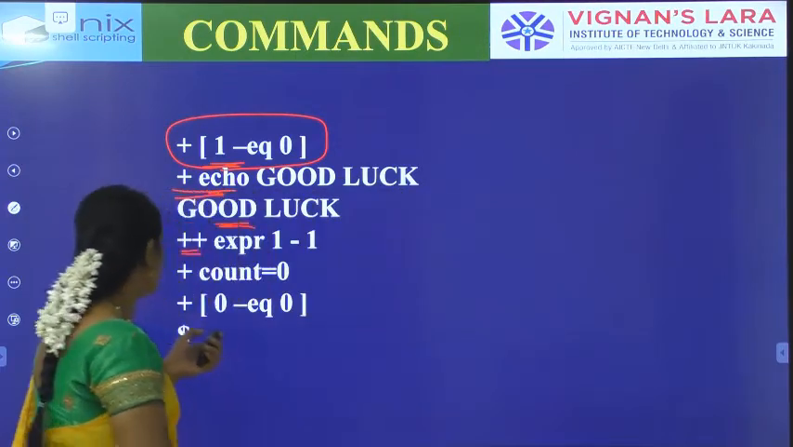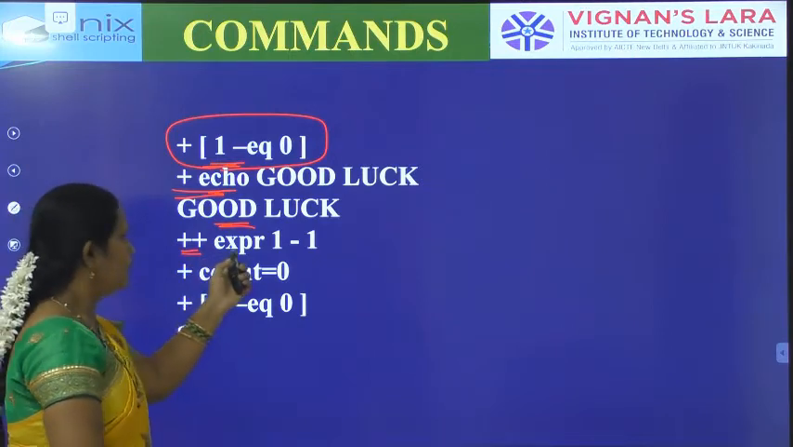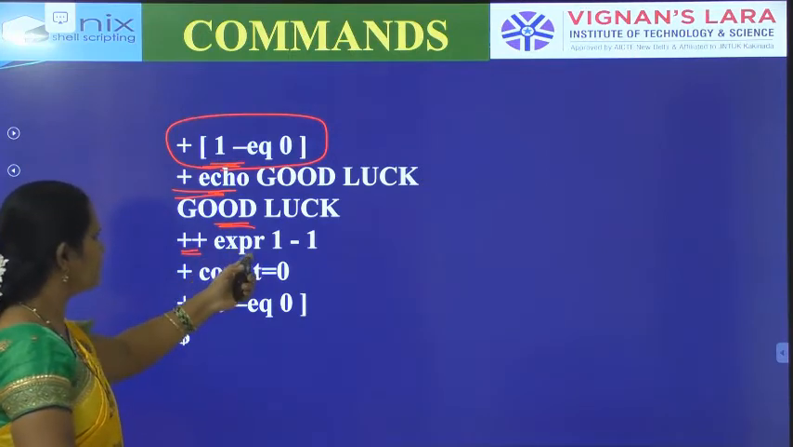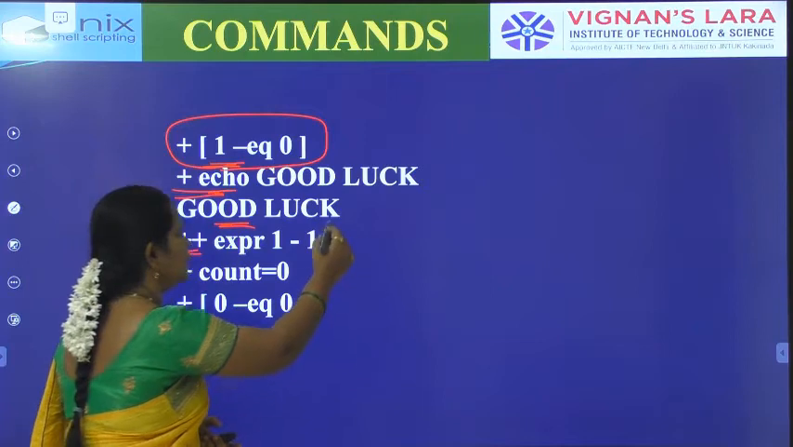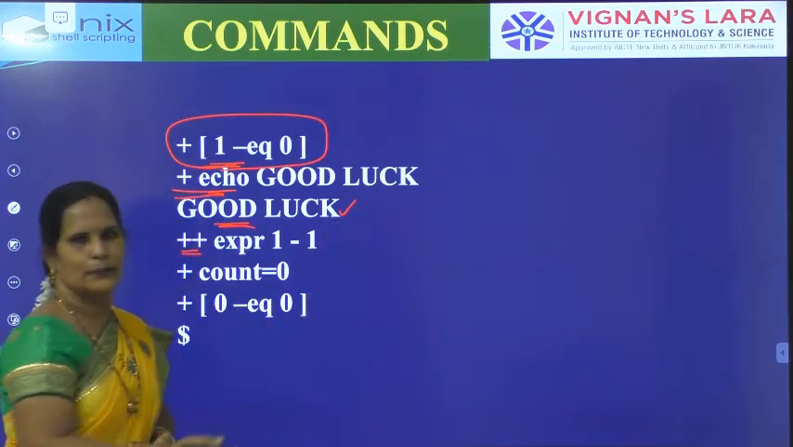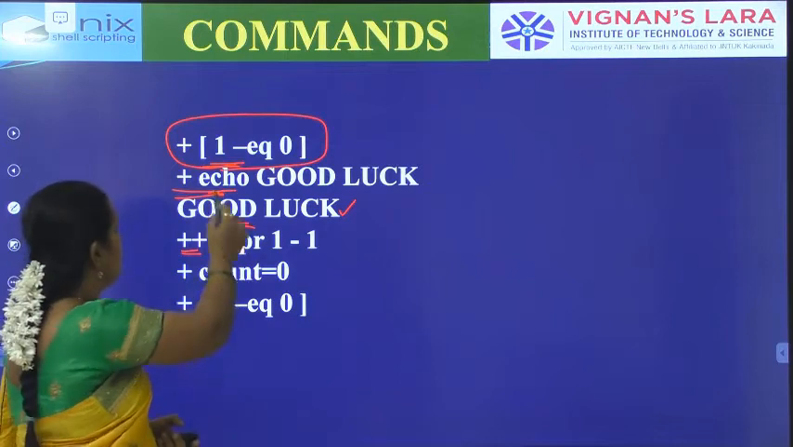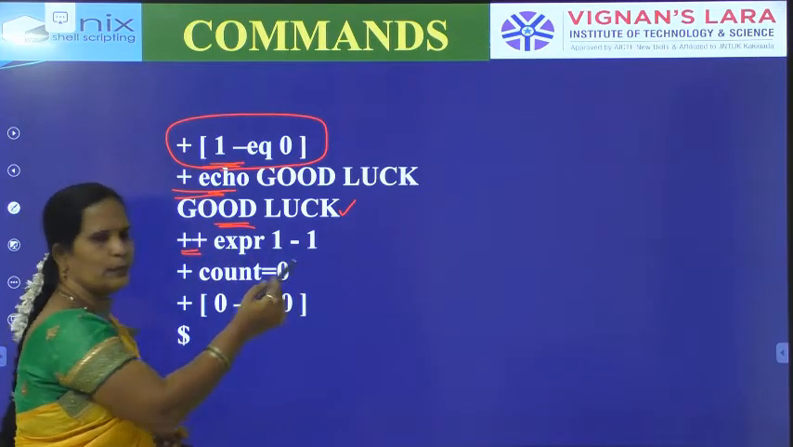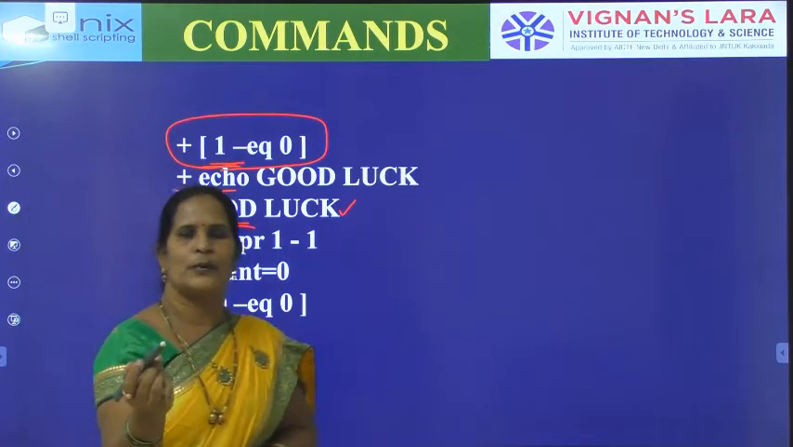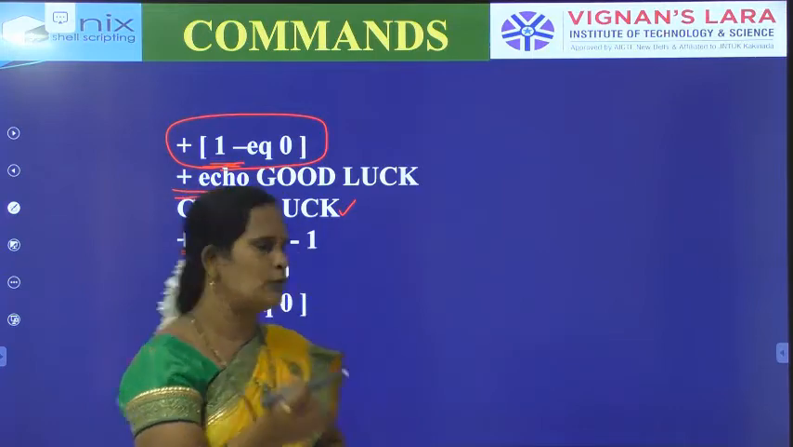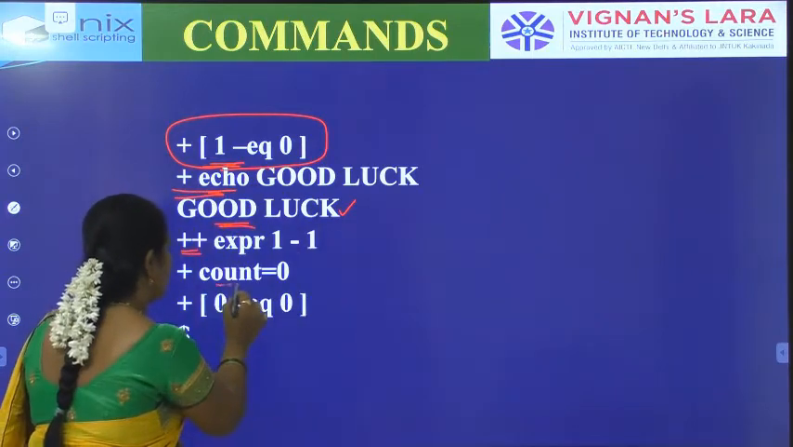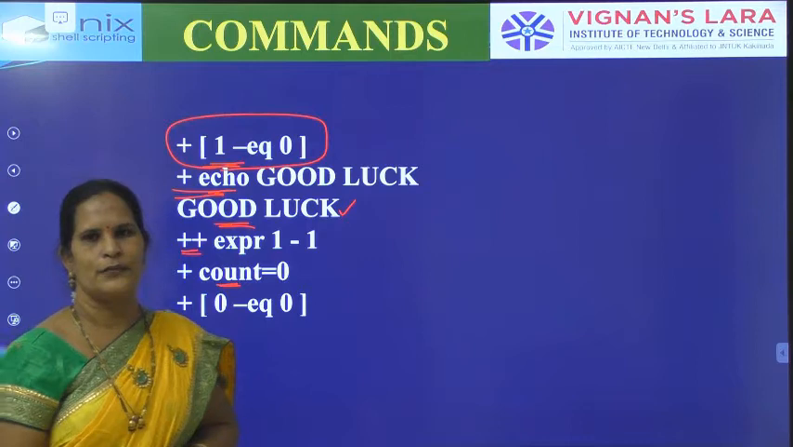So here expr 1 - 1. Already 2 times the good luck message is displayed. So expr $count, the count value is equal to 1. Count minus 1 means 1 minus 1. 1 minus 1 is equal to 0. Now it is going to be assigned to the count variable. So count is equal to 0.